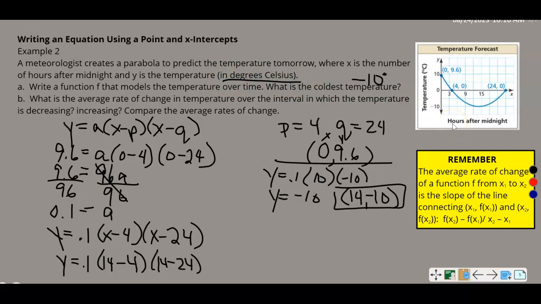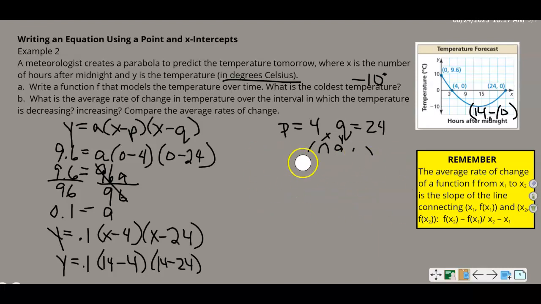All right, part B says, what is the average rate of change in temperature over the interval in which the temperature is decreasing and increasing? And then compare the average rate of change. All right, so we know that the vertex is going to be (14, -10). I'm going to write that on the graph because I need a little bit more space here. So I'm going to erase some of this to give me some space to work.